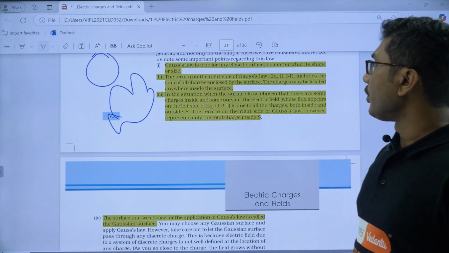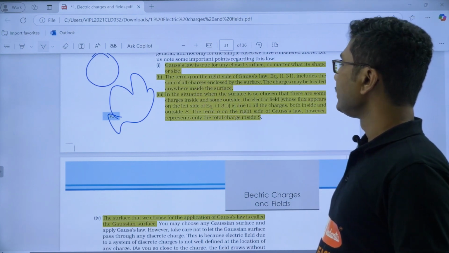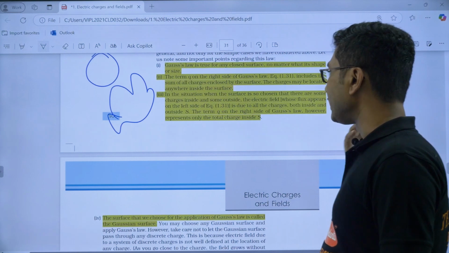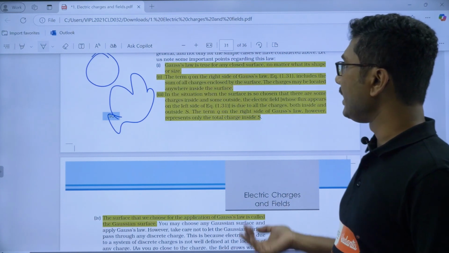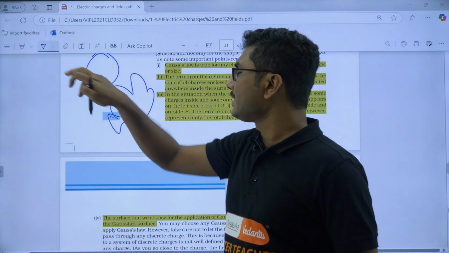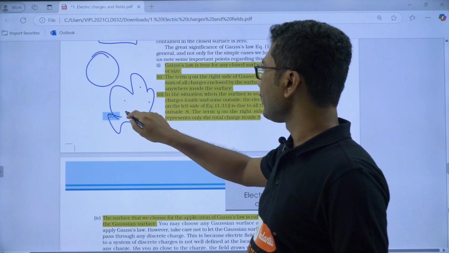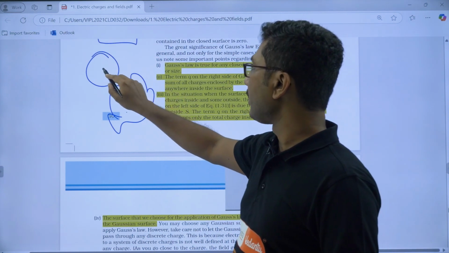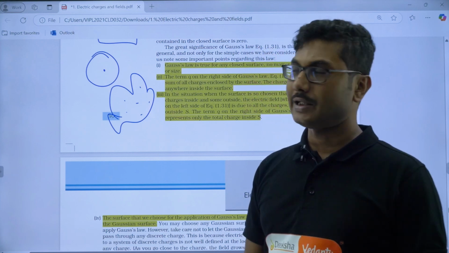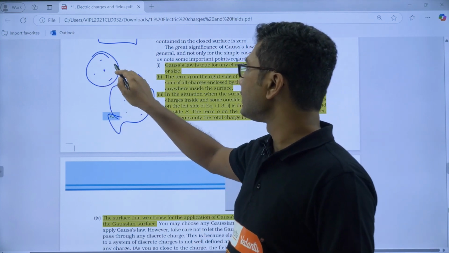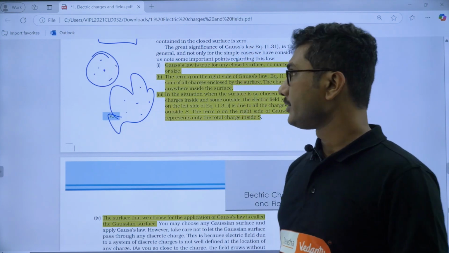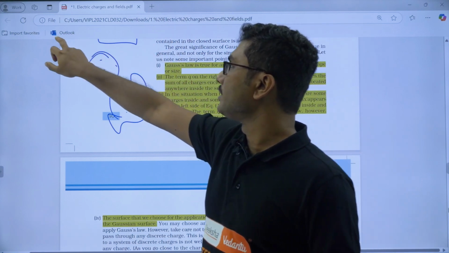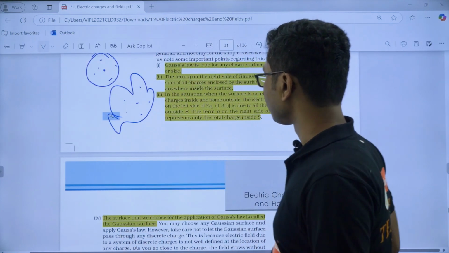The term Q on the right side of Gauss's law includes the sum of all charges enclosed by the surface. The charges may be located anywhere inside the surface. So charges can be located anywhere inside the surface, not necessarily only at the center. Some people have a misconception that charge is located only at the center. Charge can be anywhere inside the surface. It does not matter, this law is still valid.